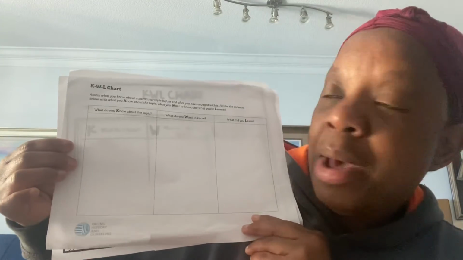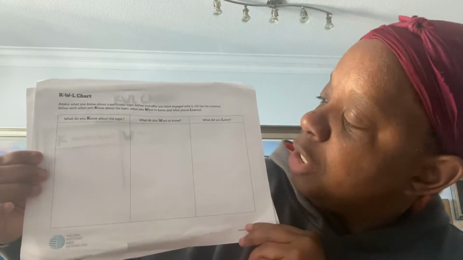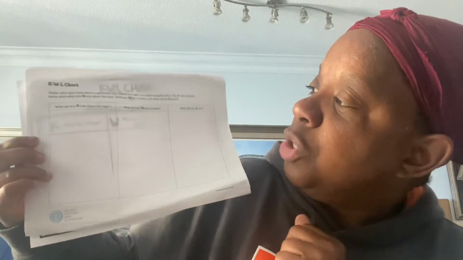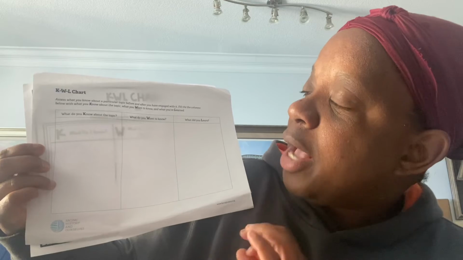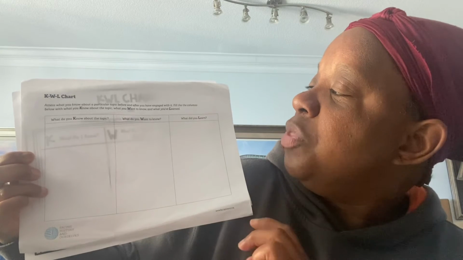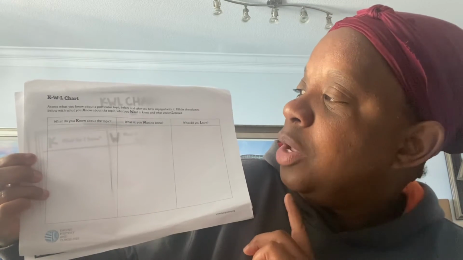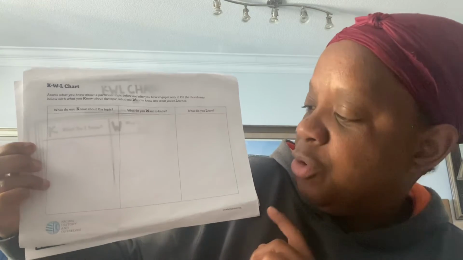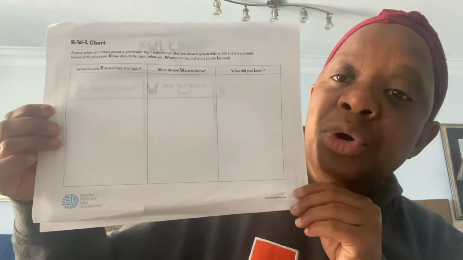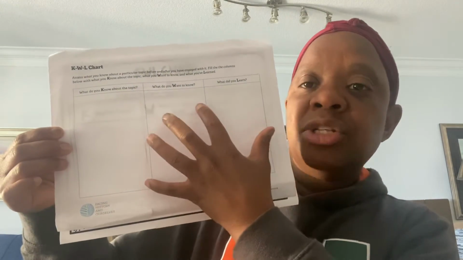So this is the KWL chart here. This is one practice of it. And it tells you, what do you know about a particular topic? What do you want to know about a particular topic, and what did you learn? You can assess what you know about a particular topic before and after you have engaged with it. Fill in the columns below with what you know about the topic, what you want to know, and what you've learned. Then you can share this with your group or with your teacher, and that way your teacher can generate questions as to whether you are actually understanding what you read.